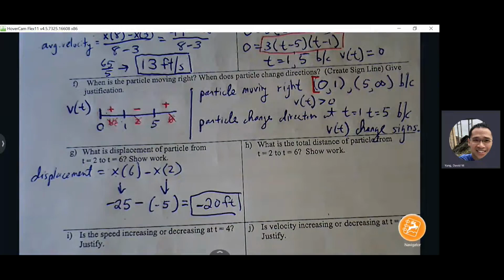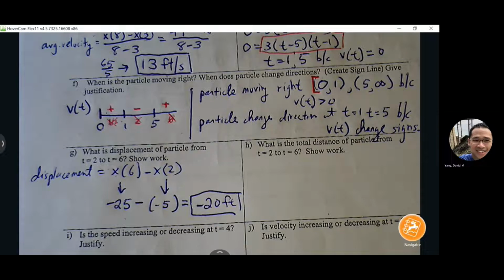So this tells us that this object is going to end up 20 feet to the left of where it started, if you compare the positions between 2 and 6 seconds. Okay, so that's not too bad, right? Displacement is not too bad.